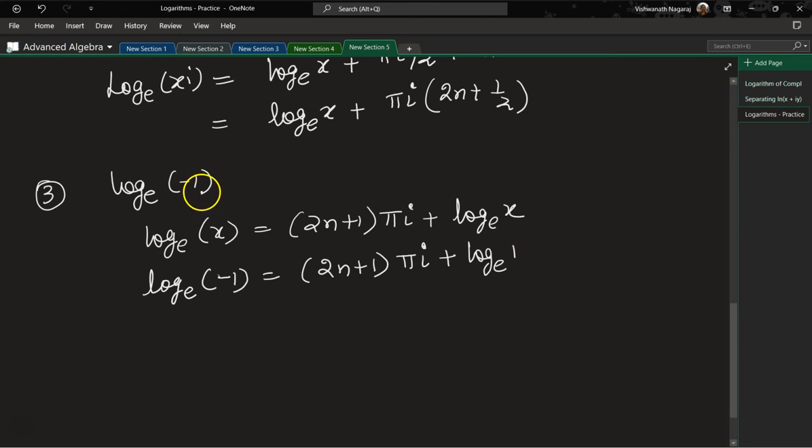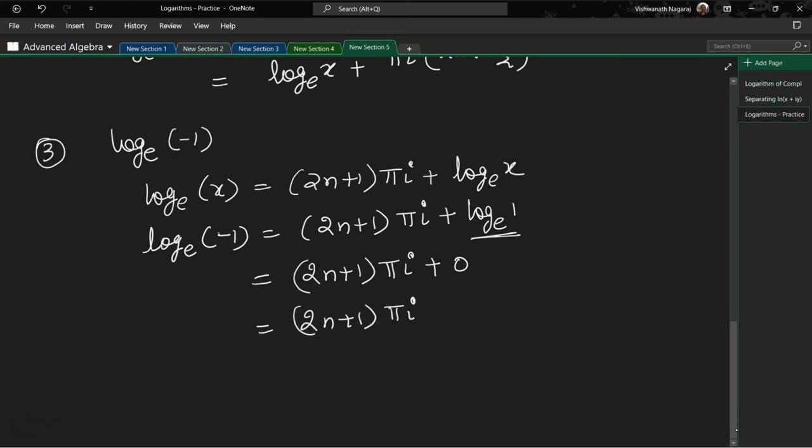Remember, minus x. So here x is 1, not -1. Okay, so this can be simplified to 2n plus 1 pi I plus 0. Log e of 1 is 0. So we end up with 2n plus 1 pi I.